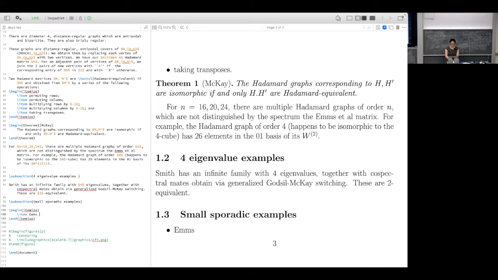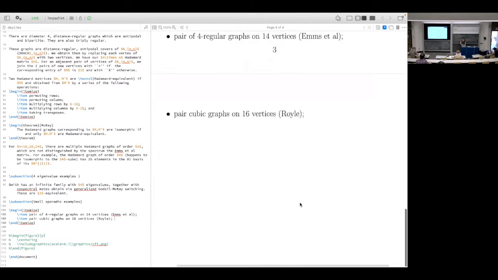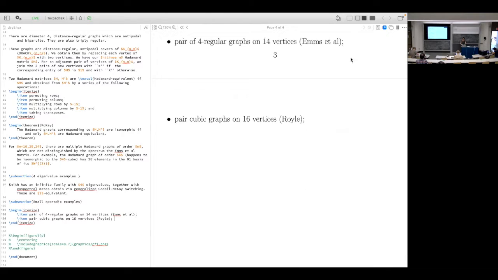In the original paper, Ems et al. did compute some regular graphs that are not distinguishable. There's one pair of 4-regular graphs on 14 vertices from the original paper. Gordon Royle computed for us a pair of cubic graphs on 16 vertices. I will say a bit about these after I type them all.